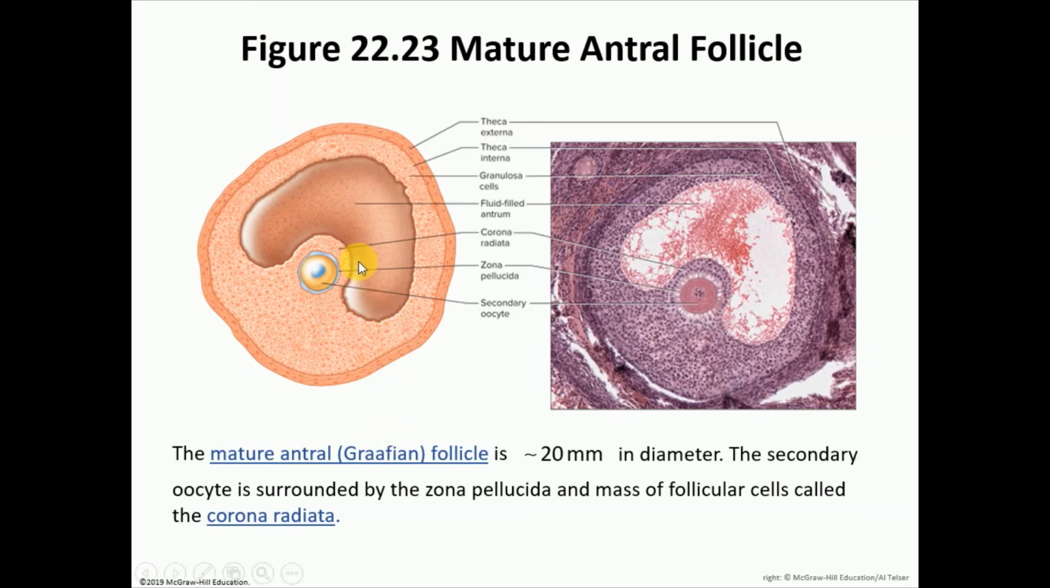Okay, so because I did not mention what the corona radiata was, the corona radiata would be these, it's kind of like a crown that is surrounding the zona pellucida. It is made out of the follicular cells, and again, it's part of what is ovulated. So again, what is ovulated is your secondary oocyte, the zona pellucida, and the follicular cells, and we call these follicular cells the corona radiata.